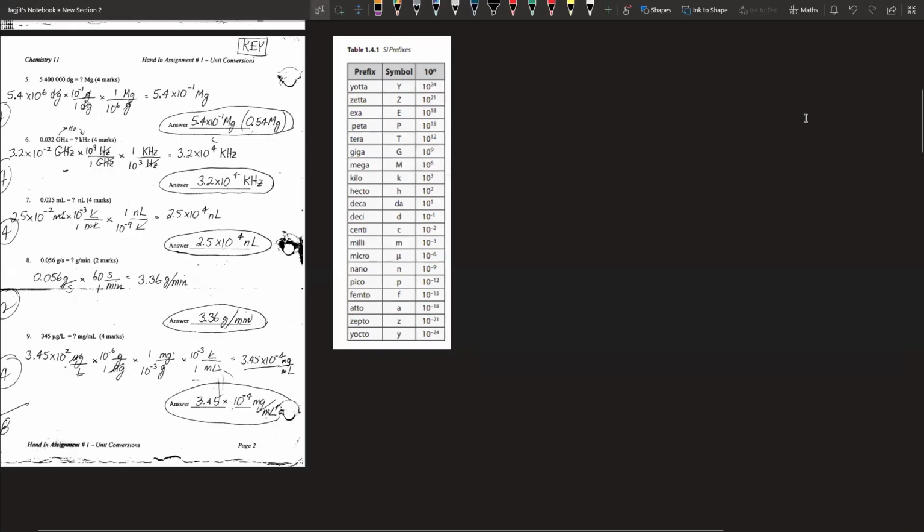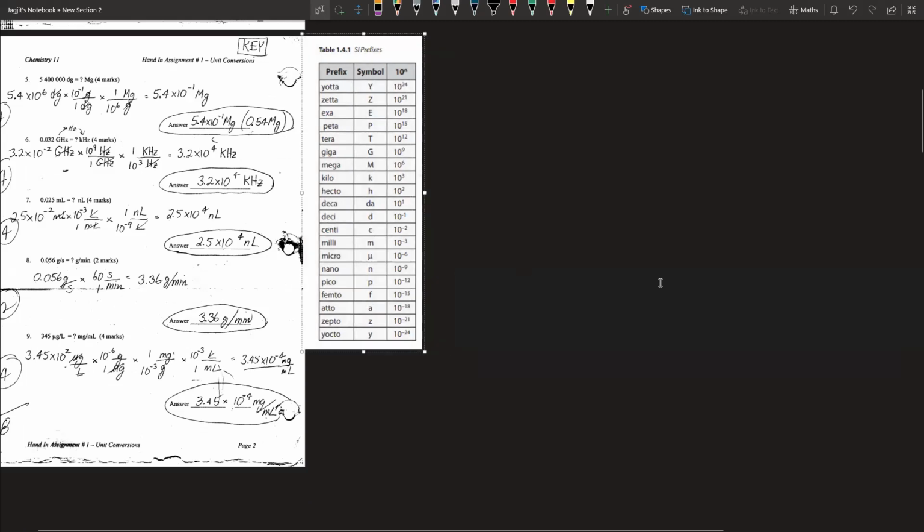All right, guys, let's have a look at these questions. So in the first question, they've given us 5.4 times 10 to the power 6. If you convert it to scientific notation, but let me just leave it like this, 5400000, and it's small letter d. Small letter d is called what? Let's have a look. That's deci. So decigrams. They've given you decigrams and they want you to convert it to megagrams.